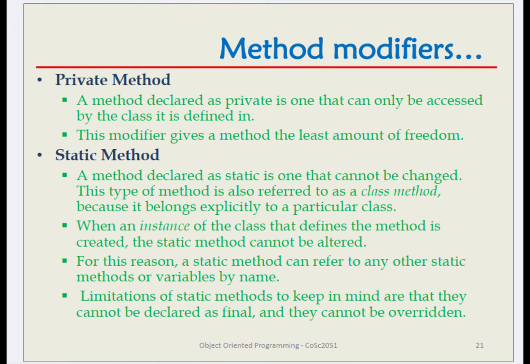Method modifiers. Private method. A method declared as private is one that can only be accessed by the class it is defined in. This modifier gives a method the least amount of freedom.